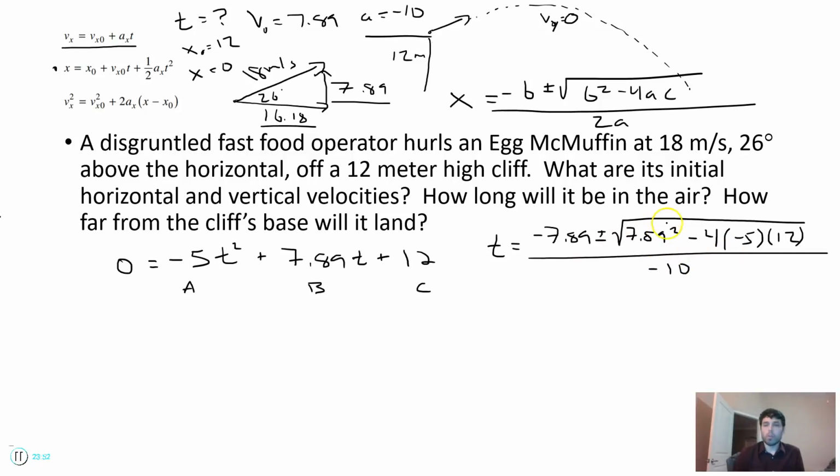Alright? Now, when you do the stuff under the radical first, you're going to get a positive number, okay? But the number will probably be larger than 7.89. So if the number under the radical is larger than the number you have out here, and the one out here is negative, if you add the number under the radical to this, you'll get a positive number. But then when you divide by negative 10, you will get a negative t. A negative t is impossible, right? It can't happen. You can't get a negative t. So only one of these answers will give you a positive t, okay?